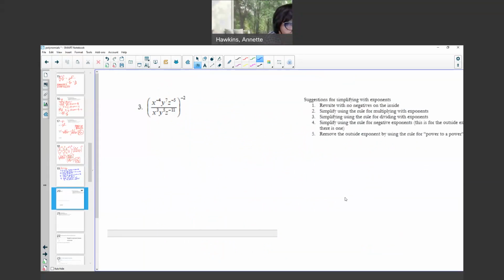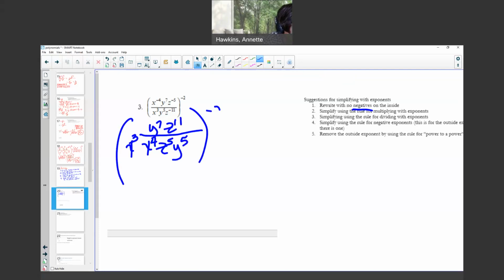This time the outside exponent is negative. So we're going to rewrite with no negatives on the inside. X to the fourth comes down. Y to the seventh stays. Z to the fifth comes down. X cubed stays. Y to the fifth stays. Z to the 11th goes up. All right, so we don't have any negatives on the inside.